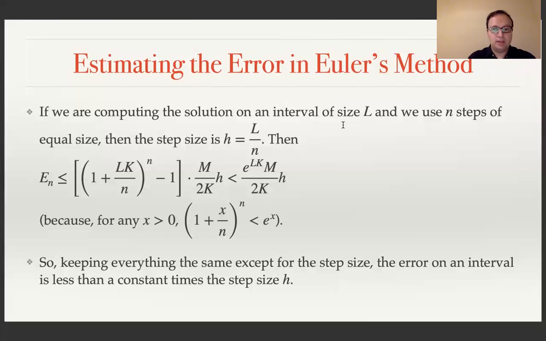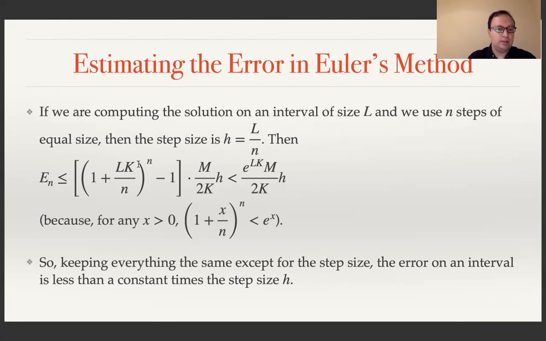So let's see what is the error over an interval of size L over which we have used n steps of equal size. Then the step size is the length of the interval L divided by the number of steps, n. Okay, so from the formula on the previous page, I have expressed h as L over n. So we get ((1 + LK/n)^n - 1) times M over 2K times h.